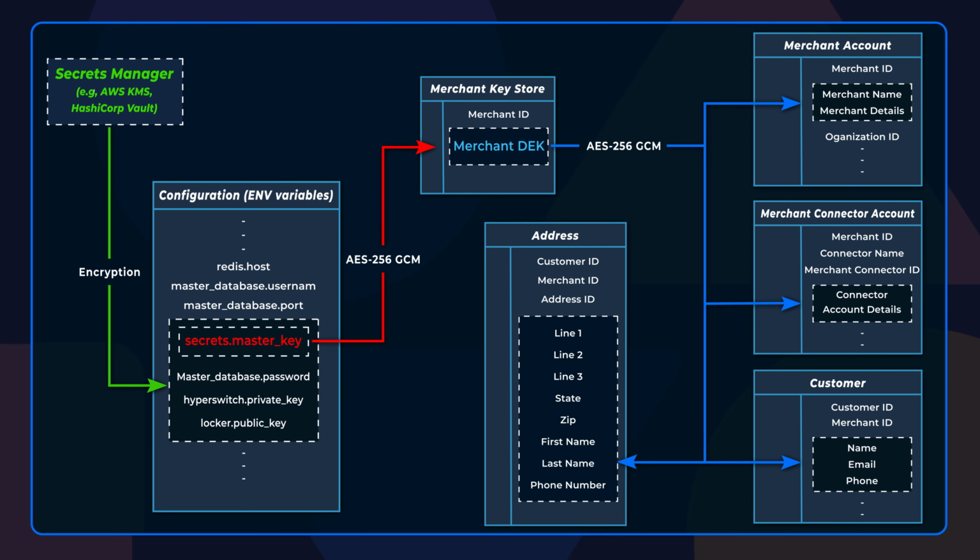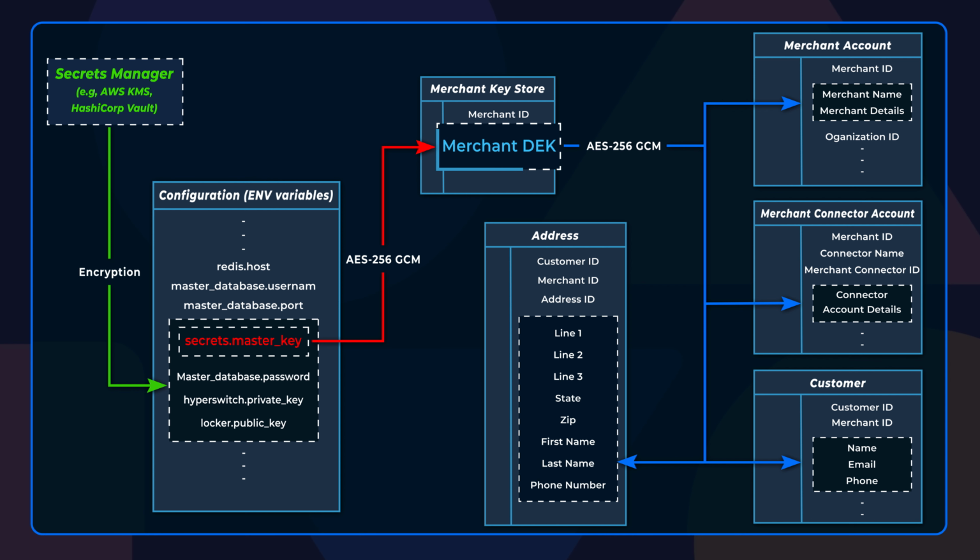Let's see how encryption works inside the Hyperswitch application. This is how the data encryption process works inside the application. As you can see, we have 3 levels of encryption to store any sensitive data. Let's start from the right hand side. These tables here store the sensitive data. These could be your merchant specific information, or any external connector credentials or customer PII data. All these sensitive data are encrypted by something called a merchant data encryption key and stored in these tables.